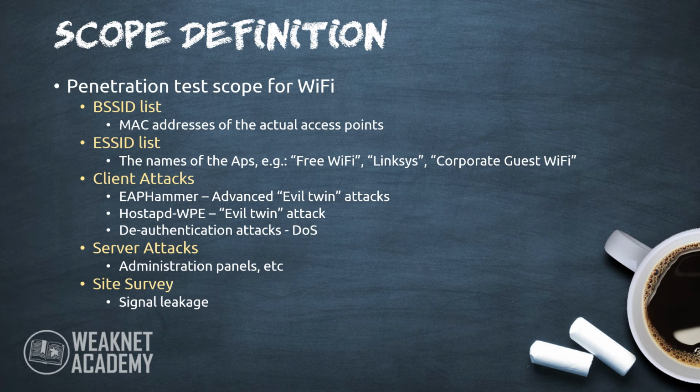Now, that's very important. You don't want to skip that for a client and have them tell you it was out of scope, because as cybersecurity professionals, that'll make us look bad. And then finally, we have a site survey. The site survey is basically walking around the building, roaming around, looking to see where we can actually access the target APs from. Now, why are client attacks, server attacks, and site survey actually part of the Wi-Fi penetration test?